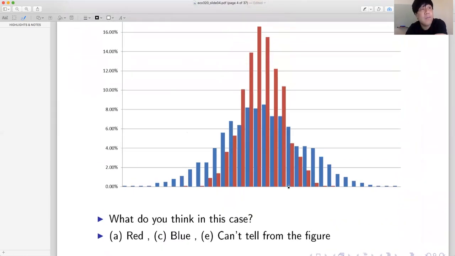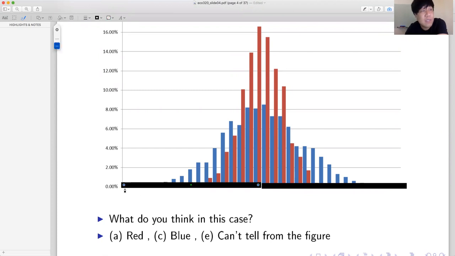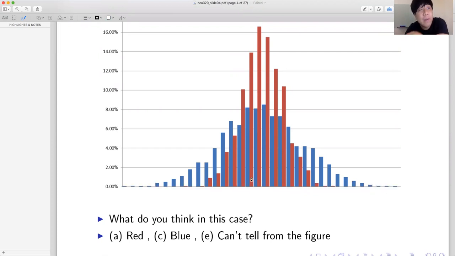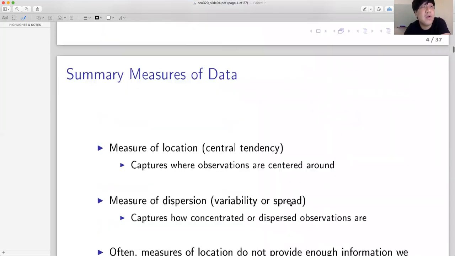For example, this blue one is more widely distributed. As you can see, it has a lot of range, from this one to this, and much more variability. On the other hand, for this red one, more data are near the mean and there is less variation. So despite their means being about similar, this blue one has higher variance or variability, meaning the data is more spread out. We want to capture this information in this chapter.